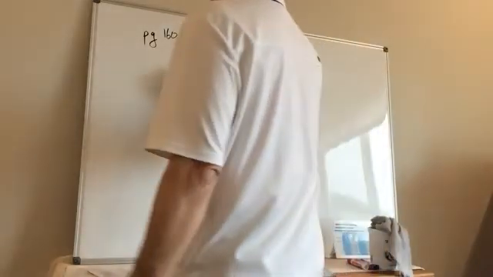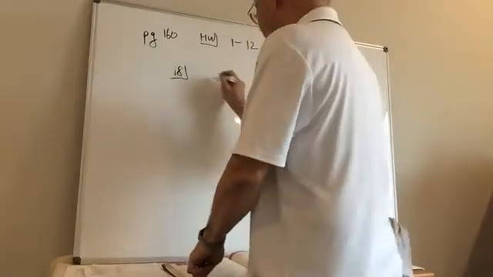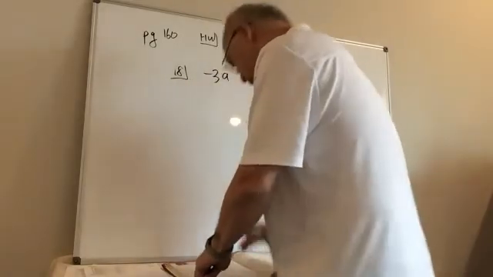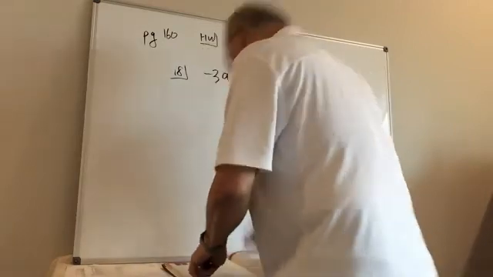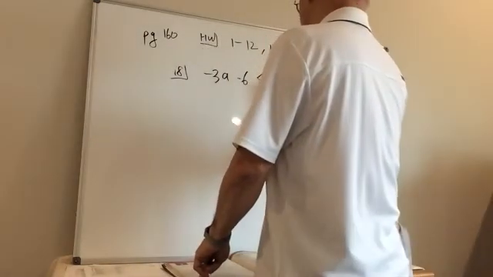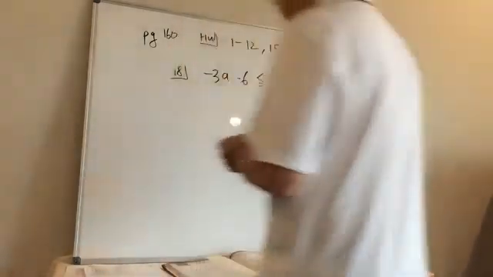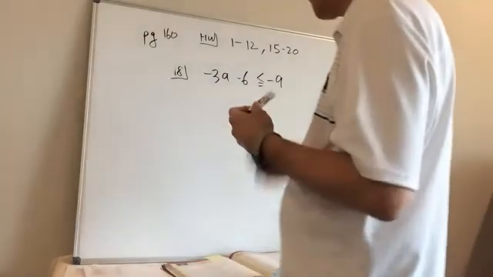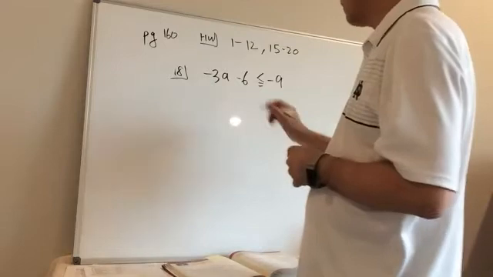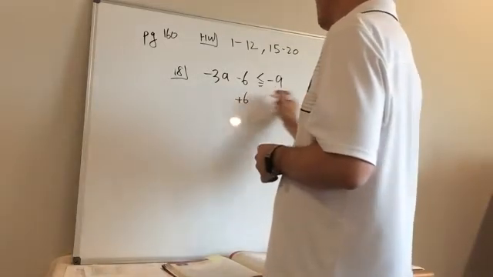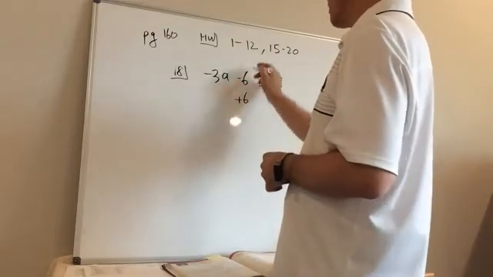Okay, let's do 18. And on 18, we have negative 3a minus 6 is greater than or equal to negative 9. How would I work this? You would add 6 to both sides. I would add 6 to both sides, exactly. And the reason being is I want this by itself first. So I'm going to go ahead and get rid of that.